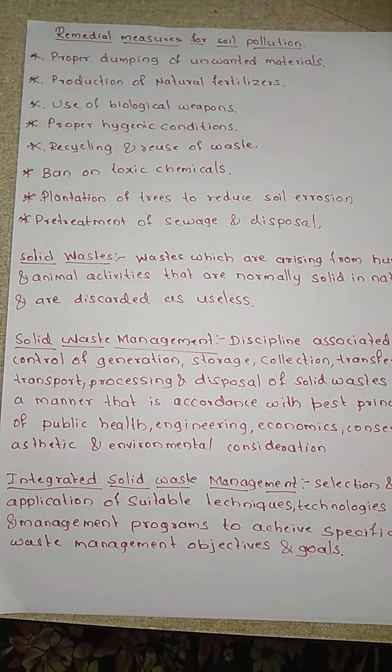Next is the production of natural fertilizers. Now by using aerobic and anaerobic composting, what is composting? Composting is nothing but the mixing of organic waste material with the soil, and it is going to increase the NPK value of the soil and increase the crop fertility. So by using aerobic and anaerobic composting, we have already seen what is aerobic composting and what is anaerobic composting.